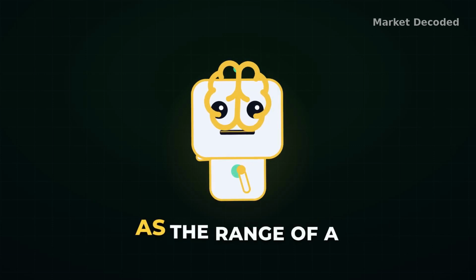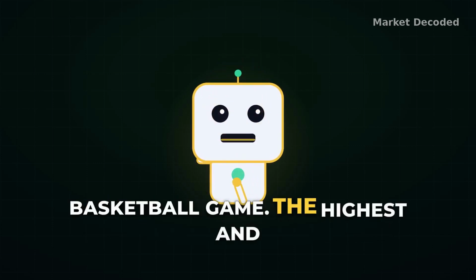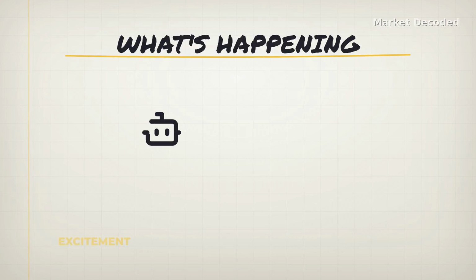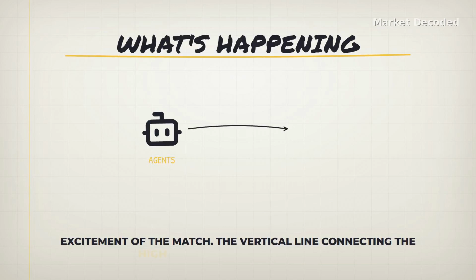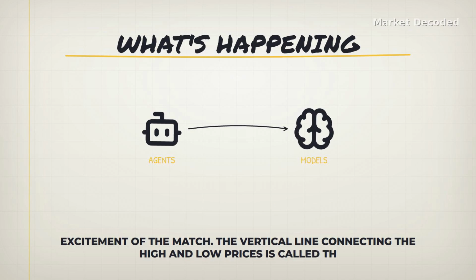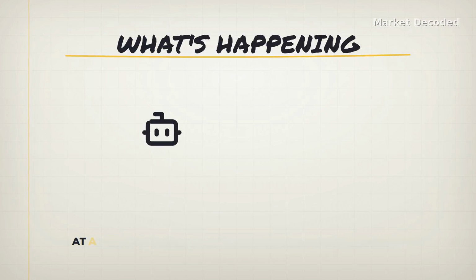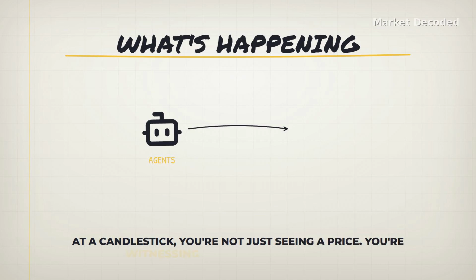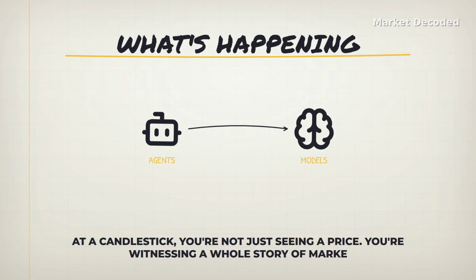Think of this as the range of a basketball game. The highest and lowest scores reflect the excitement of the match. The vertical line connecting the high and low prices is called the wick or shadow, showing us the volatility within that period. So when you look at a candlestick, you're not just seeing a price, you're witnessing a whole story of market sentiment in a compact format.